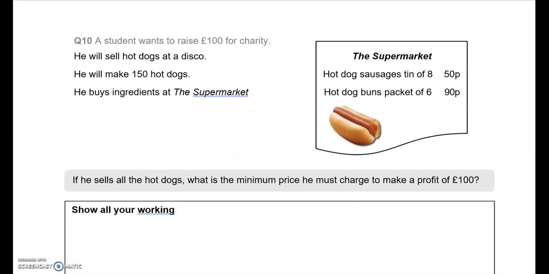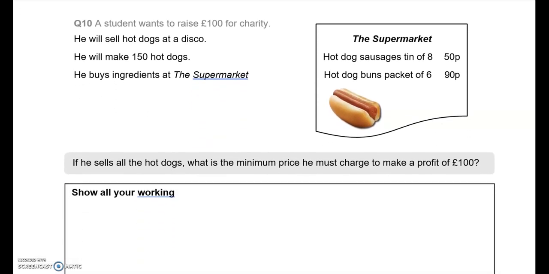Question number 10. A student wants to raise £100 for charity. He will sell hot dogs at a disco. He will make 150 hot dogs. He buys the ingredients at the supermarket. So we've got hot dog sausages, tin of 8, 50 pence, and hot dog buns, packet of 6, 90p. If he sells all the hot dogs, what's the minimum price he must charge to make a profit of £100?